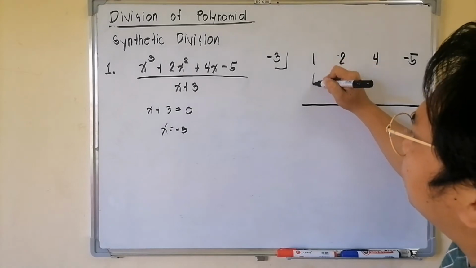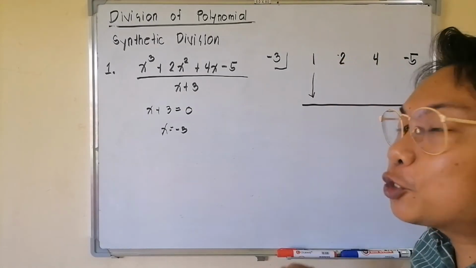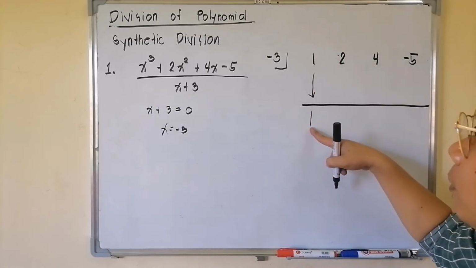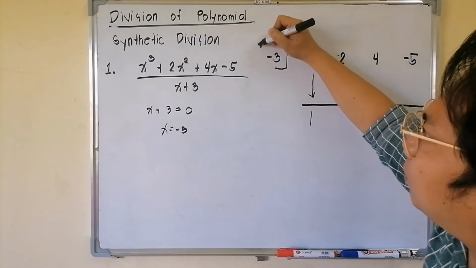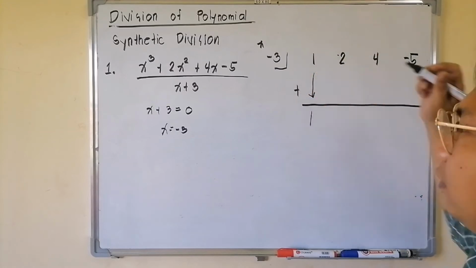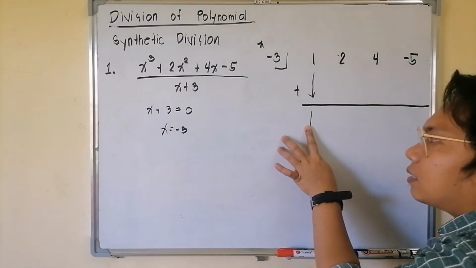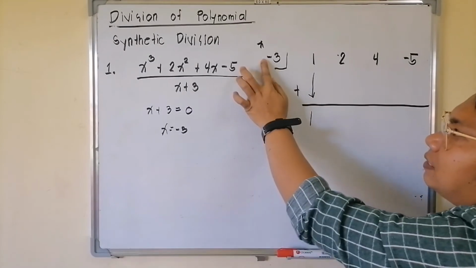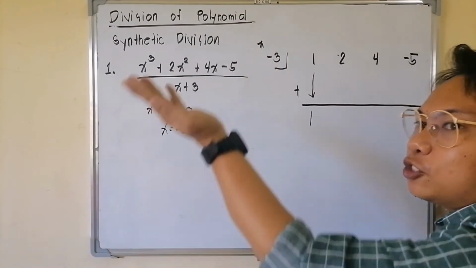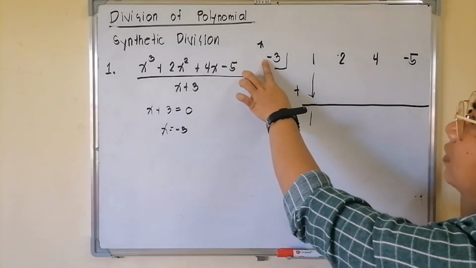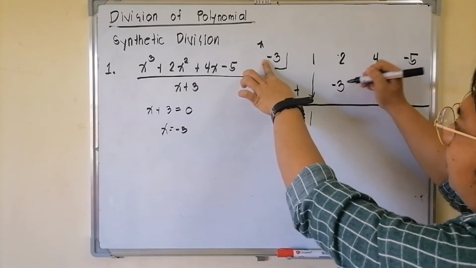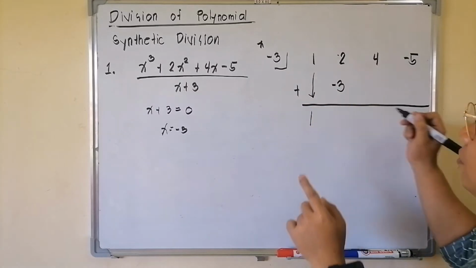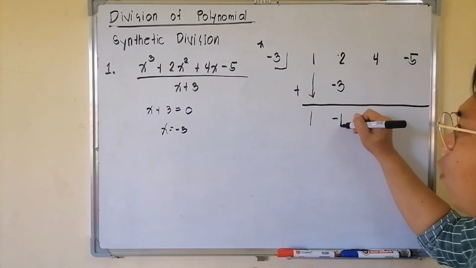The first thing to do is bring down the first constant. Our first constant is 1. So we'll bring this one down, multiply, and add. Bring down the first constant, multiply by our given divisor, 1 times negative 3, and write your answer in the next column. So 1 times negative 3 is negative 3. Add it up, 2 plus negative 3 is negative 1.